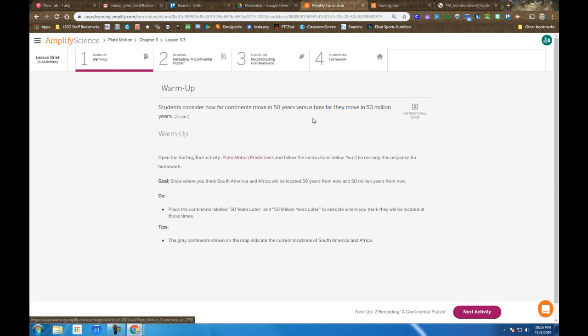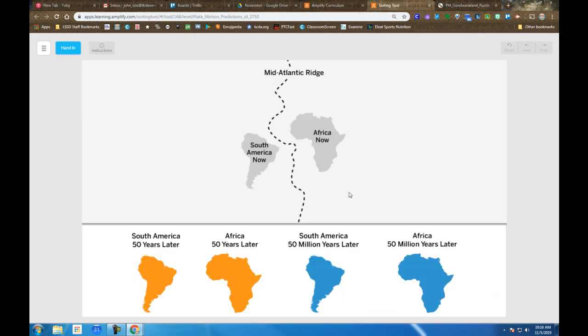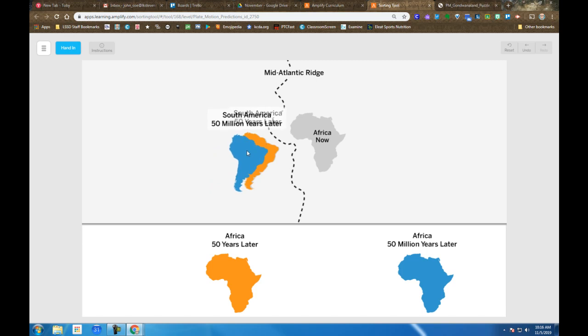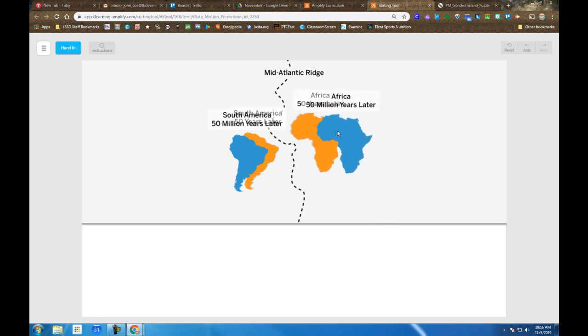And when you open the Plate Motion Predicting tool, the sorting tool, you have continents on the bottom, South America and Africa, and you place them where you think they might have been during these times. So I might drop South America here, and 50 million years later, I might drop it over here, and Africa in 50 years versus Africa in another 50 million years. Now, I'll explain my thinking when I do this.